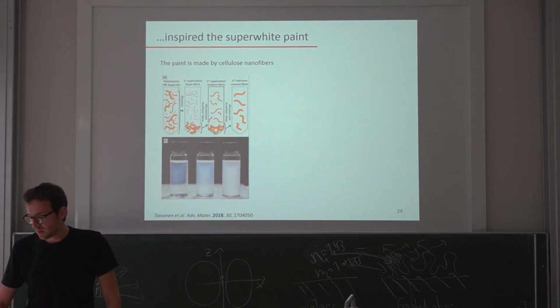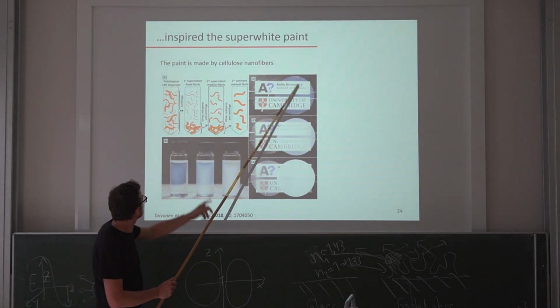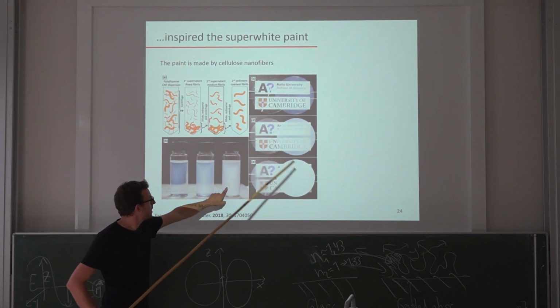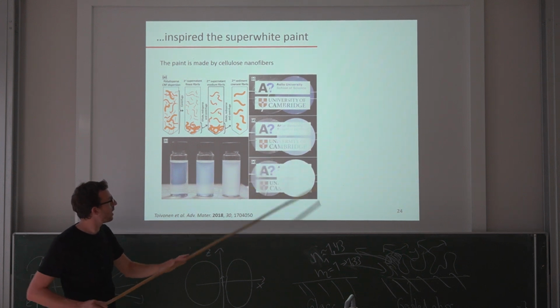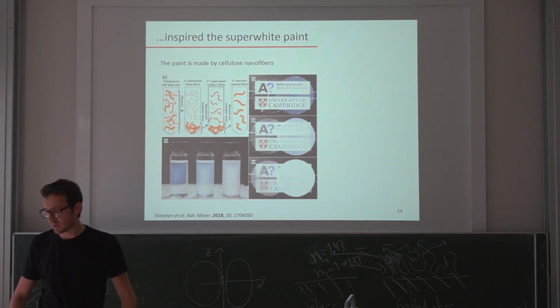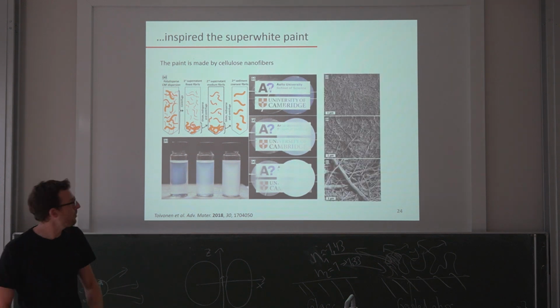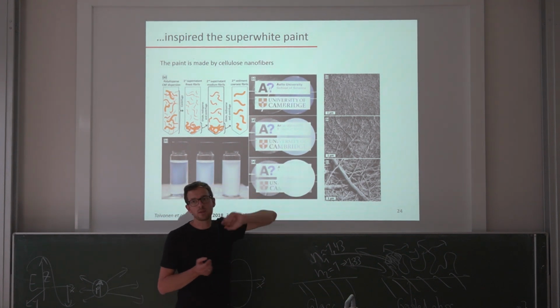Now if you paint a paint from this, you see here, this is this dispersion, this one is this dispersion, and this one is this dispersion. And you see that you can paint this over very efficiently, and you hardly see any underlying structure anymore. And in the SEM, so the electron microscope, if you look at this coating, you clearly see the difference.